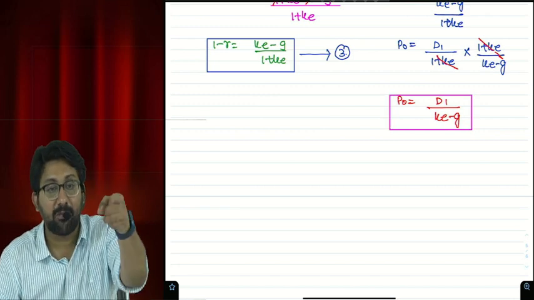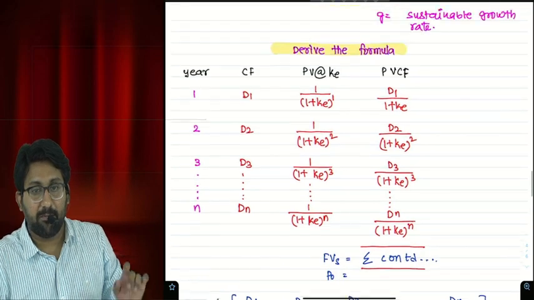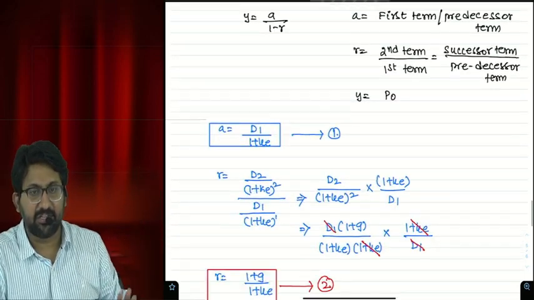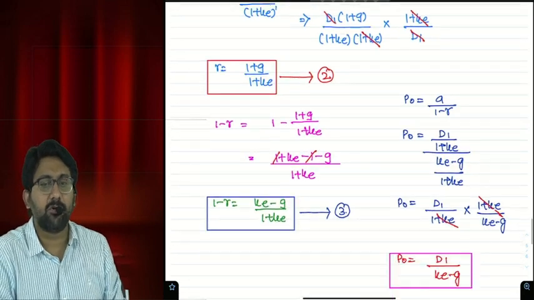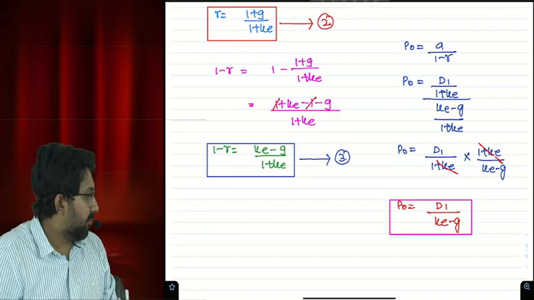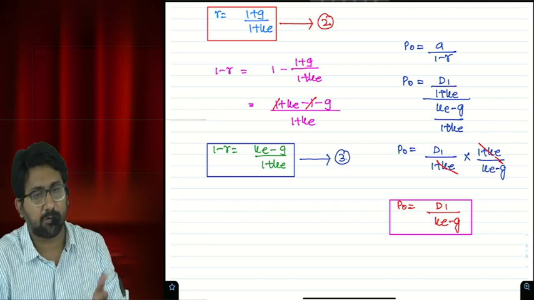This is how the formula has been derived. So P naught equal to d1 by ke minus g has arrived using this derivation. This is what the Institute has given. The Institute didn't explain this with much clarity. They directly made the steps. I tried to make it as mathematically illustrative as possible. That's what I can do.